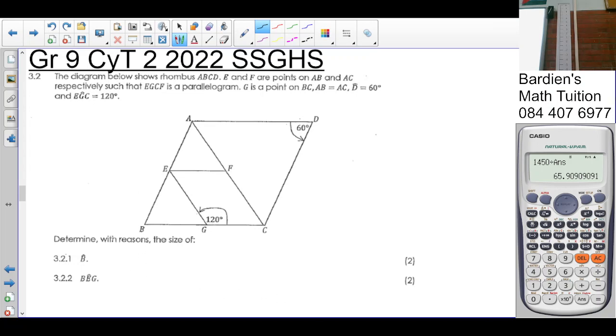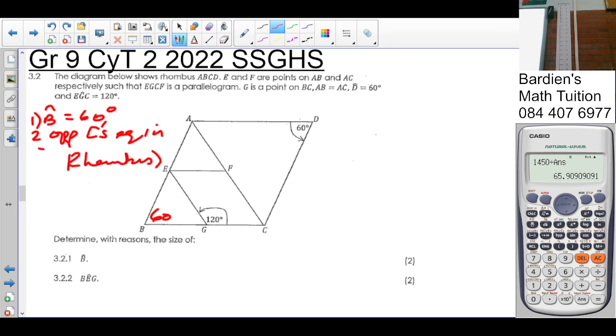The first question says, determine with reason the size of angle B. Now that's 60. Not so? Why? Because this is a rhombus. Not so? So angle B is equal to 60 degrees. The reason is that two pairs of opposite angles are equal in a rhombus. Okay, you can't just write properties of a rhombus.